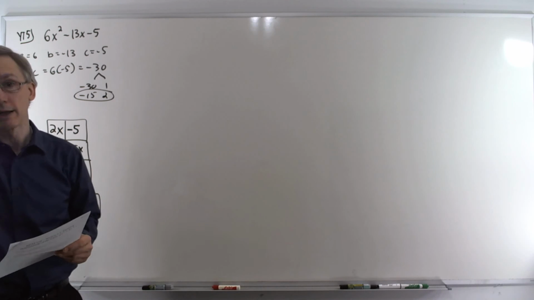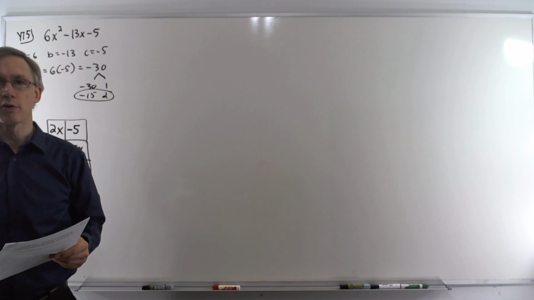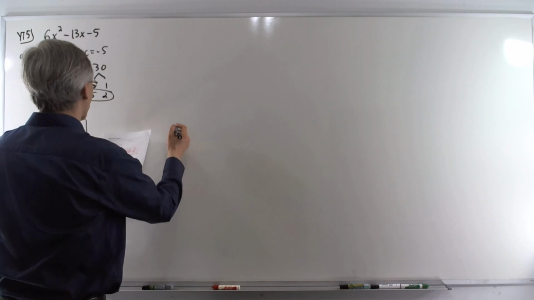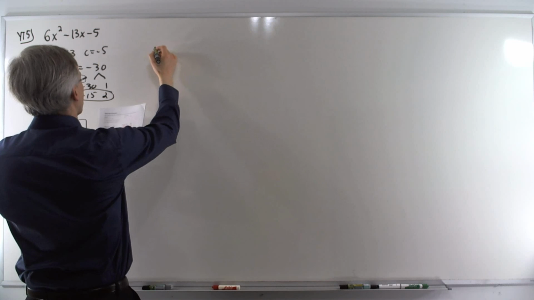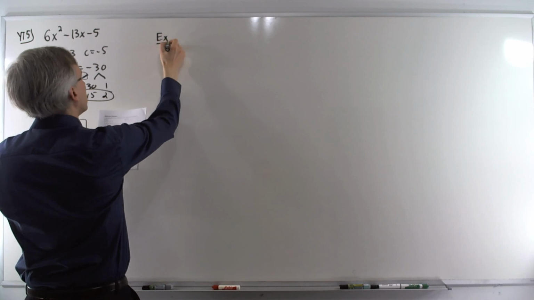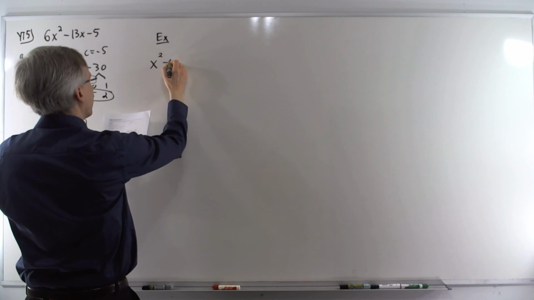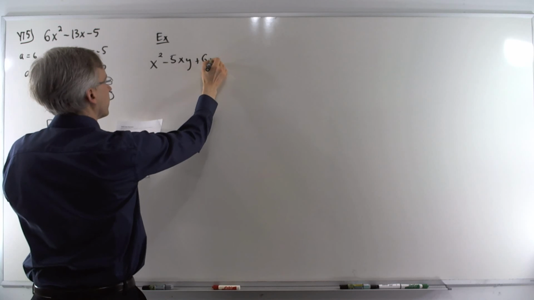All right, our last topic today is multivariate polynomials. So these are polynomials with more than one variable. Now the same process works in factoring these. We just need to account for the other variable. So first example, x squared minus 5xy plus 6y squared.